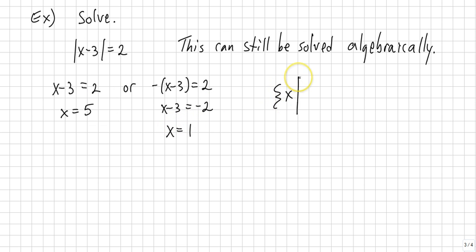So our solution set is still 1 or 5. So we would have got the same thing solving it algebraically. You don't have to use the number line. We're just looking at another alternate way to get that same exact answer.